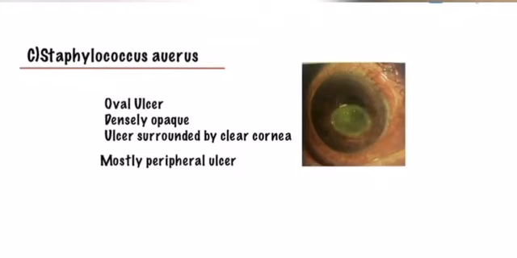The next bacterium is S. aureus, Staphylococcus aureus. So the ulcer caused by Staphylococcus aureus is an oval ulcer, and it's a densely opaque ulcer, and the ulcer is surrounded by a clear cornea. So this is an oval ulcer surrounded by a clear cornea. And the S. aureus ulcer will mostly be a peripheral ulcer.